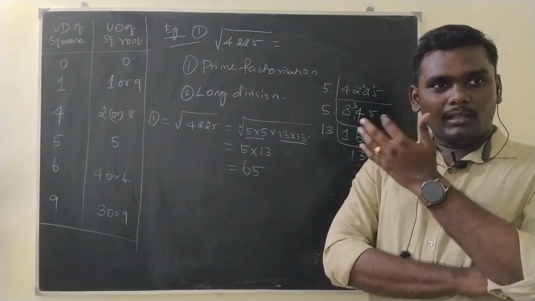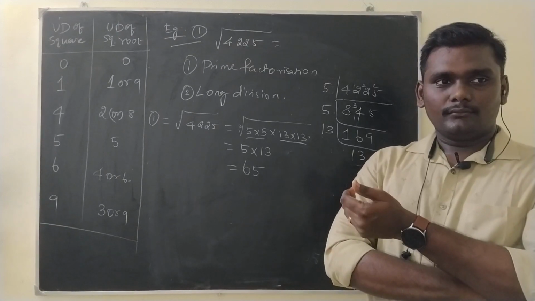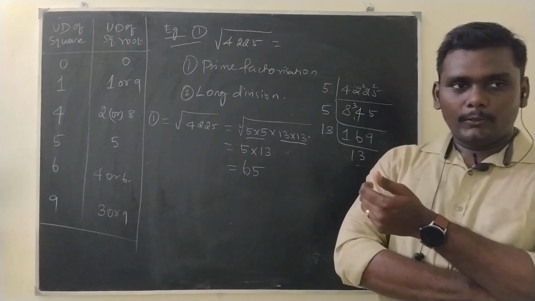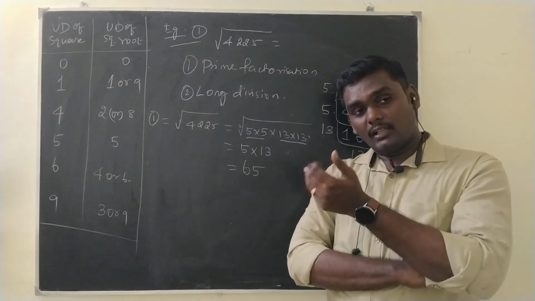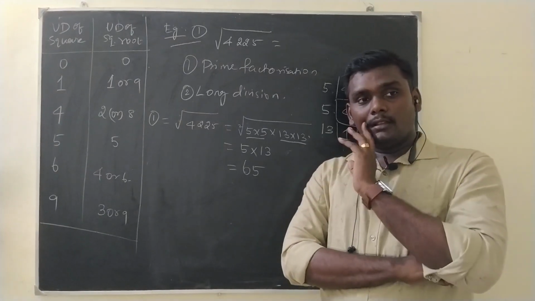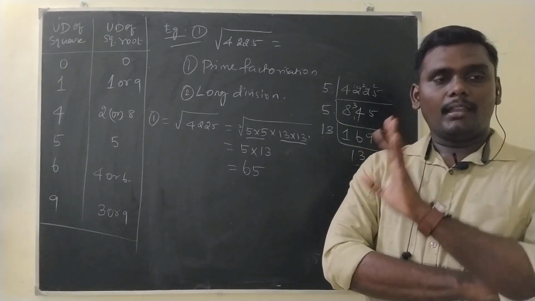Okay, if prime factorization cannot be done, go with the long division. Suppose the shortcut cannot be applied, then we can go with the prime factorization. If that also fails, we'll go with the long division method. Whichever is applicable at that moment, we have to apply that one.